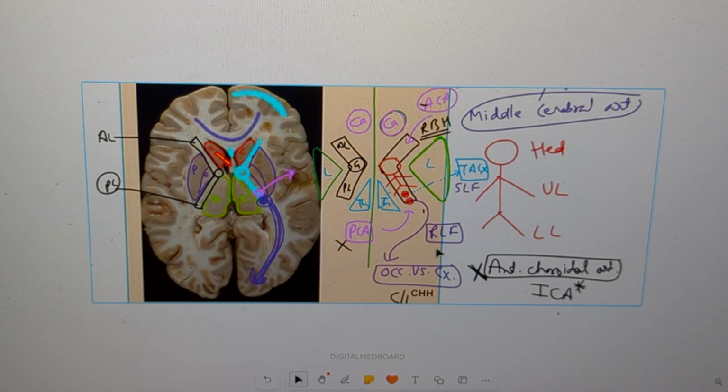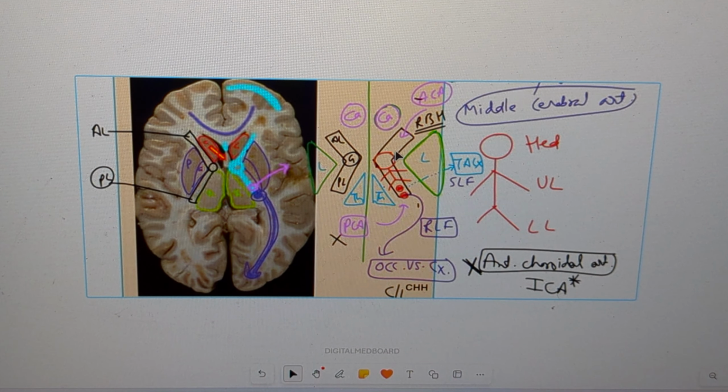Next, retrolentiform fibers pass behind the lentiform nucleus to the occipital visual cortex. If the posterior cerebral artery is blocked on the left side of the posterior limb of the internal capsule, it causes contralateral homonymous hemianopia. This means the lesion is on the left side, but the patient loses the vision on the right side.